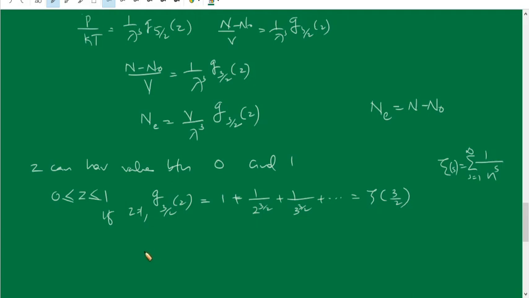So that means the maximum number of particles the excited state can have is limited. The number of particles in the excited states should be less than or equal to V by lambda cube times g 3 by 2 maximum, which is zeta of 3 by 2.